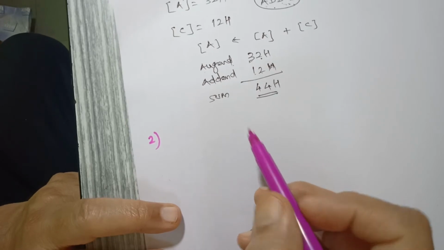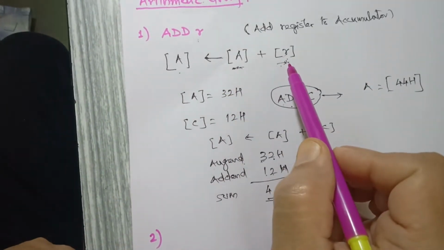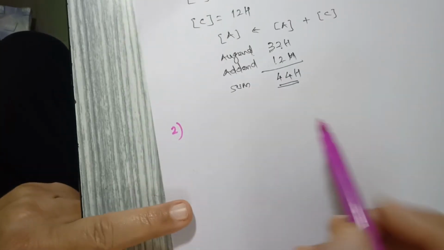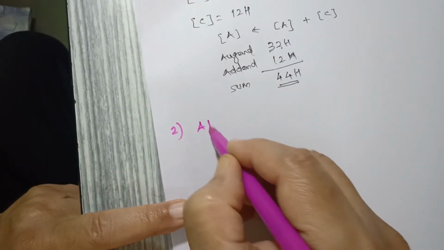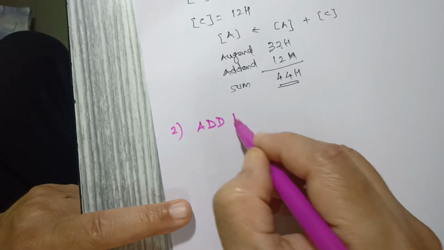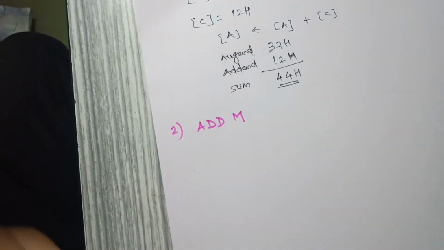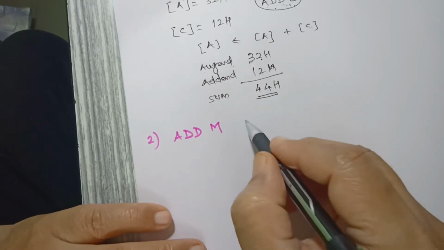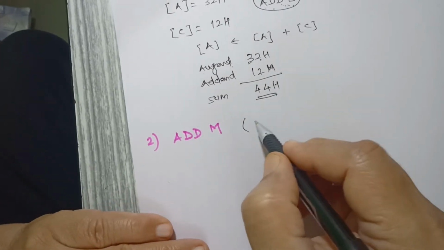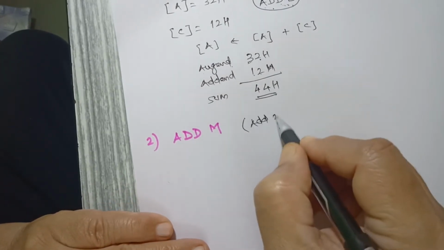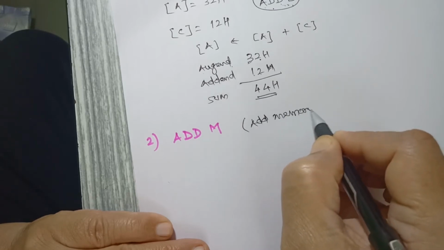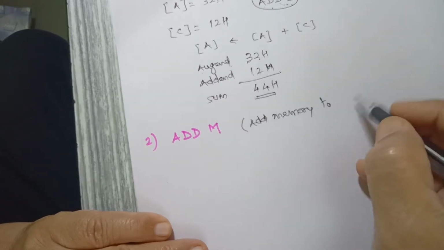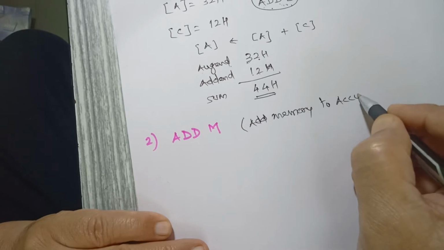So the condition is that one number, the augend, should be in the accumulator and the addend should be in the register. So the next instruction is ADD M, and you can easily understand that wherever there is M, it is always pointed to by the HL pair. So ADD memory to accumulator.